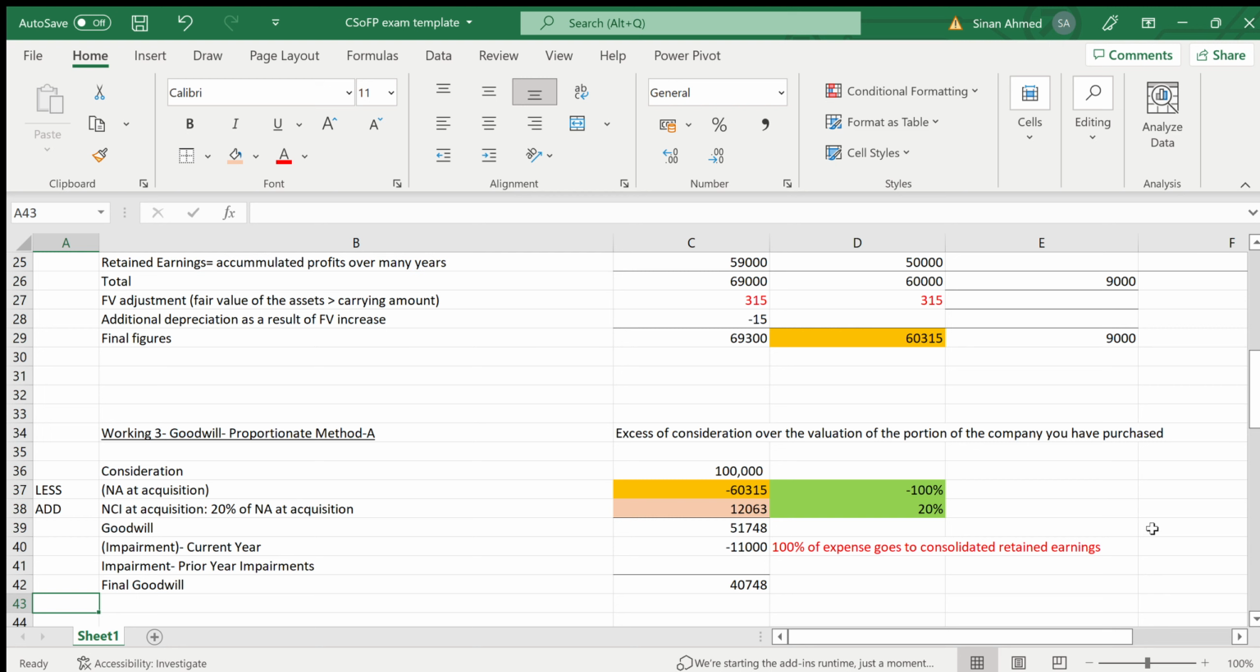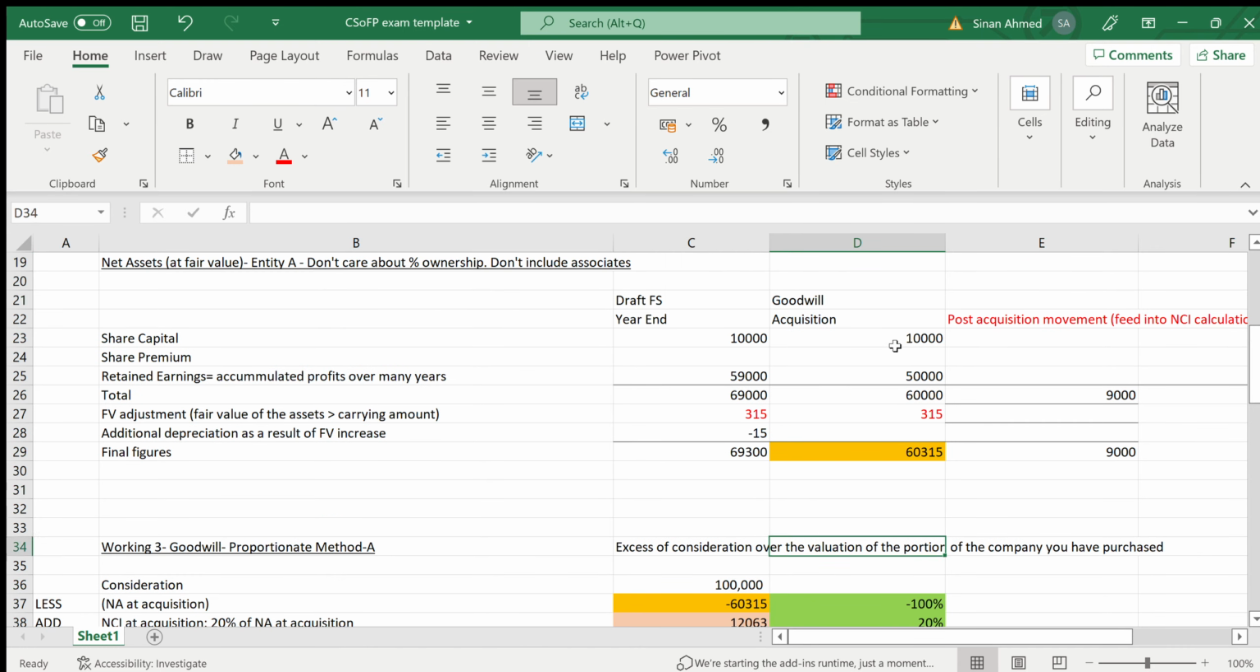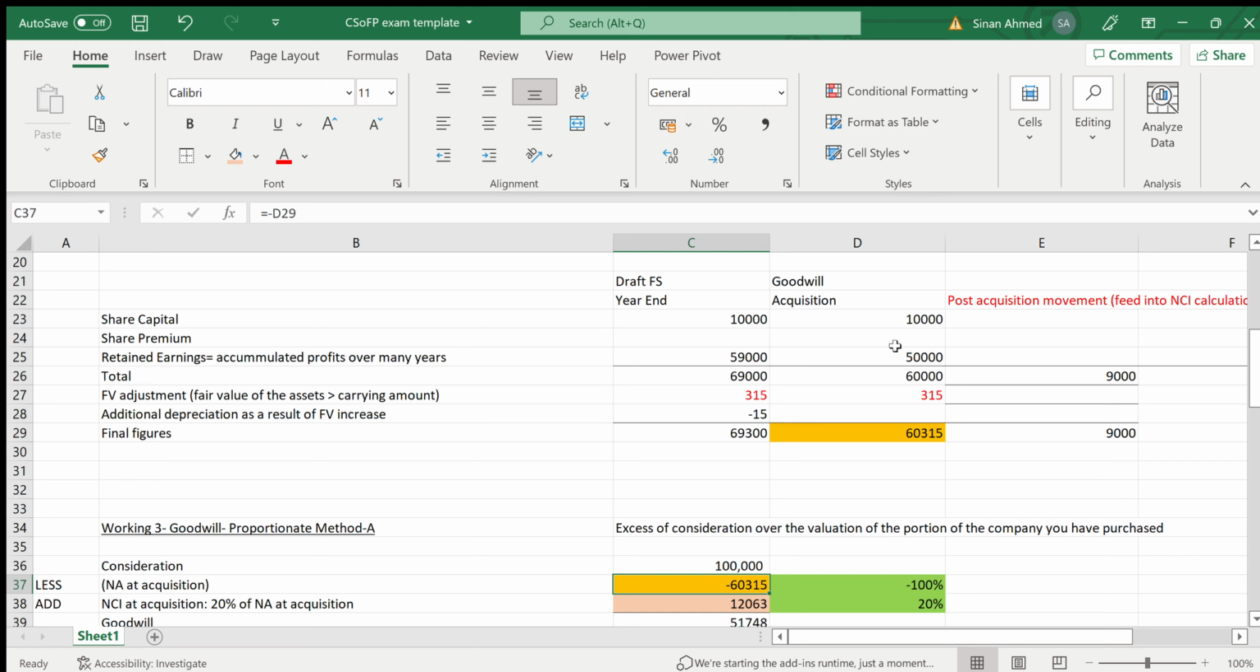Now, goodwill basically is where you pay more. It's the excess of the consideration, the amount you're paying, over the valuation of the portion of the company you've purchased. So the valuation of your portion, so proportionate method, you take away 100% of the net assets at acquisition, which is coming from the 6315, which I'll show you. So make sure, if you get this figure wrong, this figure will also be wrong, but that doesn't matter too much, as long as you put for as many adjustments as possible, and it's clear where you're getting the 6315 from.